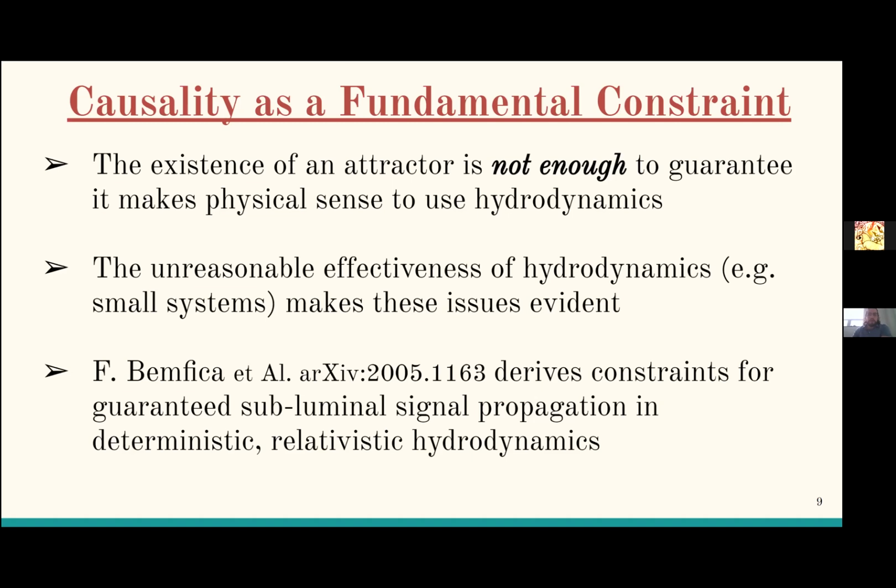So in this paper, Bemfica et al., they derive constraints for guaranteed subluminal signal propagation in deterministic relativistic hydrodynamics. So for DNMR equations of motion, for the people who are familiar with that. Basically, the ones I showed earlier, except not as symmetric.